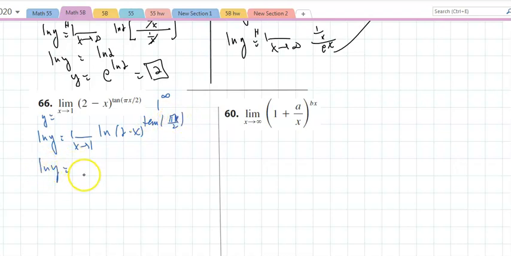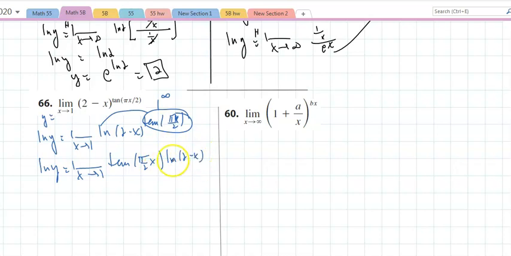Natural log of y equals the limit as x approaches 1, using one of the properties of logs, of tangent of pi over 2x times natural log of 2 minus x. As x approaches 1, tan of pi over 2 is infinity, or negative infinity, it doesn't matter. And this is 0, natural log of 1. So that's good news: if it's a log, whether I'm integrating or taking a limit, I never touch a log, so I know exactly what to do in this case.